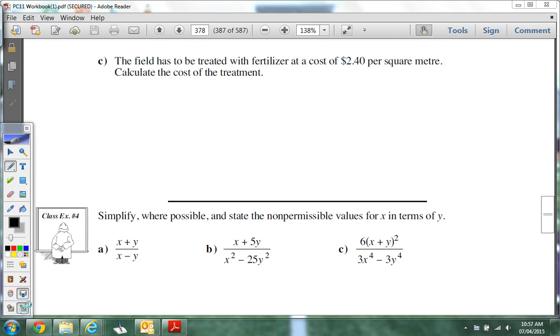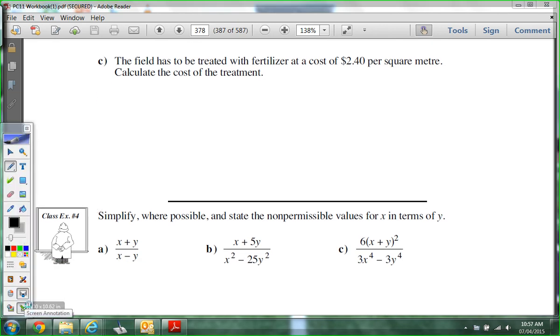The field has to be treated with fertilizer at a cost of $2.40 per square meter. Calculate the cost of the treatment. So first thing we have to figure out, using the information you're given, is what the actual sides are so we can figure out what the actual area is. So if A is 3, what are my length and width in terms of numbers? Just plug those in. What's 3 times 3? 9 plus 7 is 16. So my length is 16.